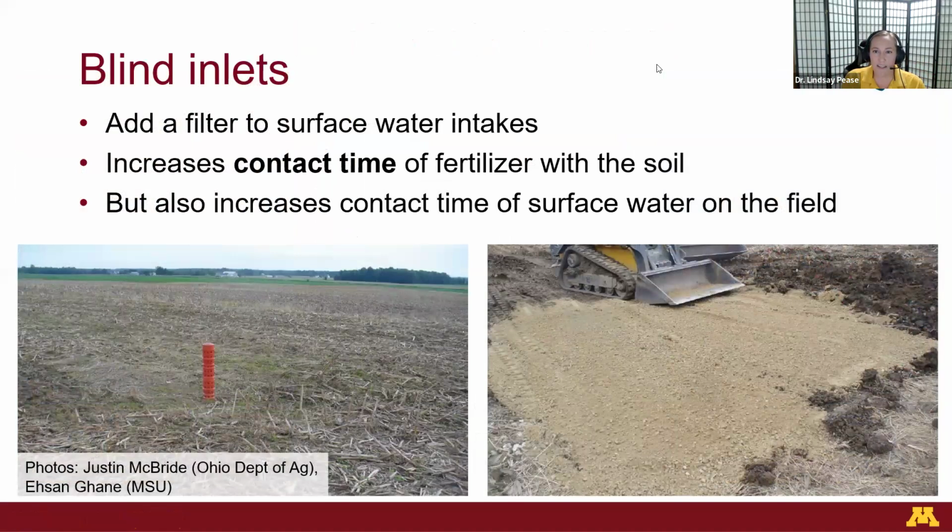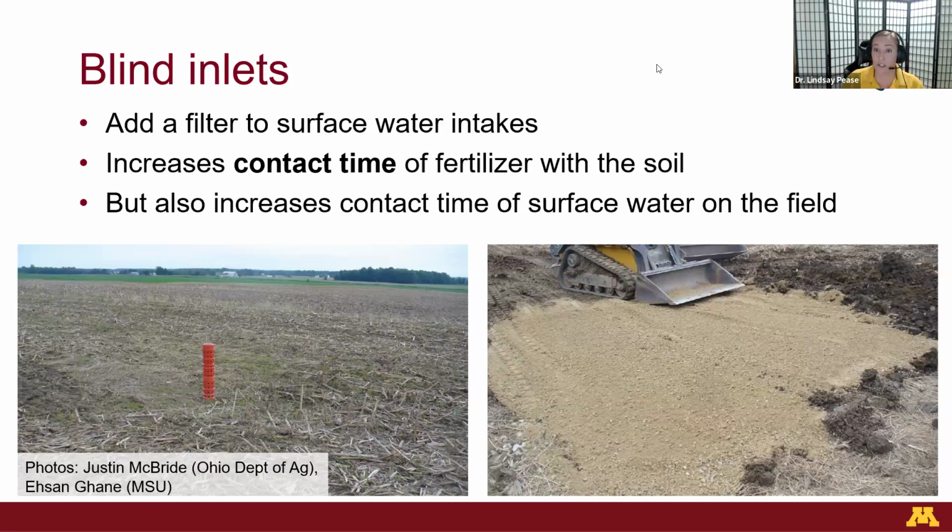Another way we can do this, just when we're thinking purely about water management, is blind inlets. Surface intakes, also called a Hickenbottom drain, are a way that farmers can bring surface water into a surface inlet, and that can then be discharged, usually through a tile drainage system, out of the field.